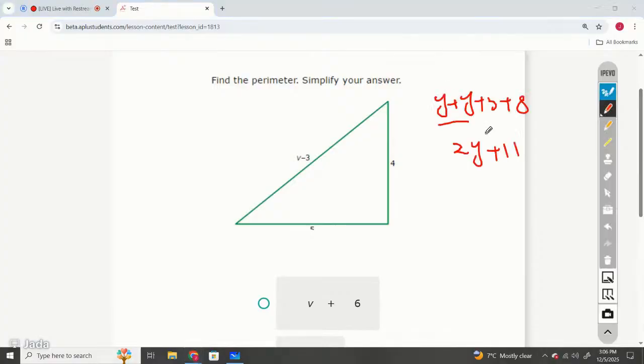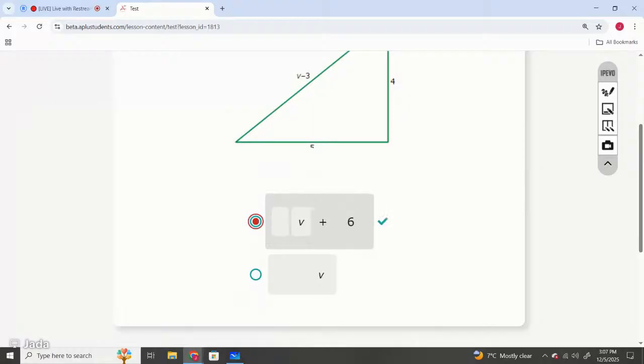Find the perimeter. That is v minus 3 plus 4 plus 5. 5 plus 4 is 9. 9 minus 3 is 6. That is v plus 6. Option number 1 is the correct option.